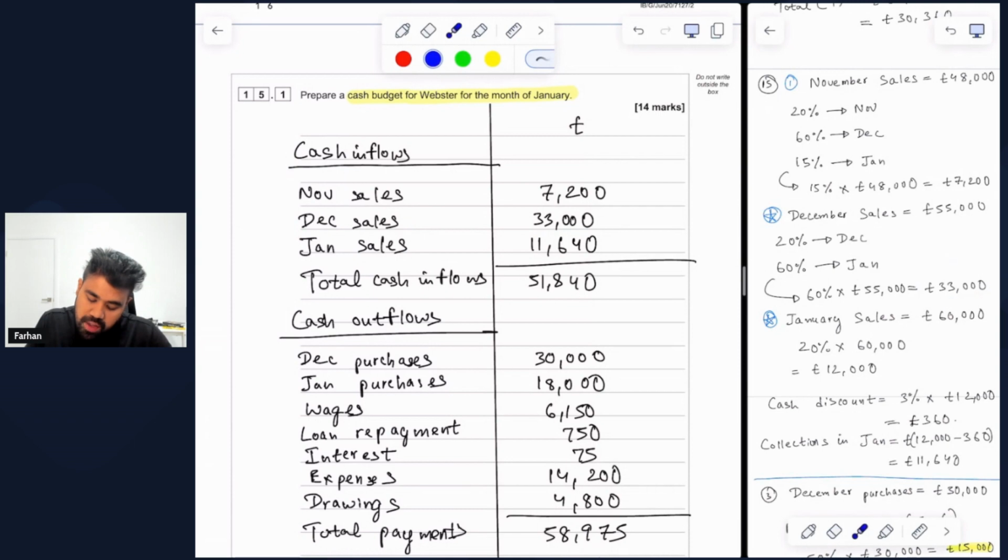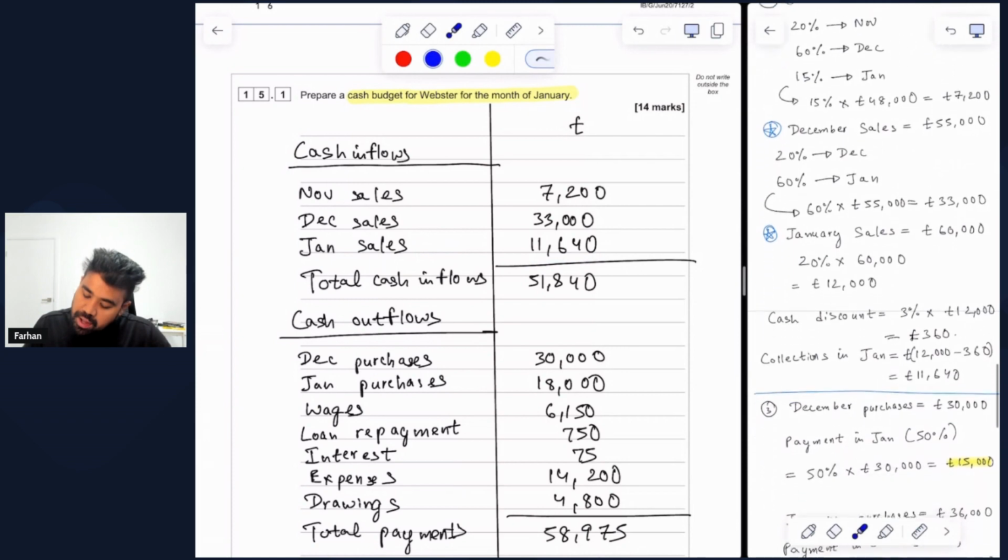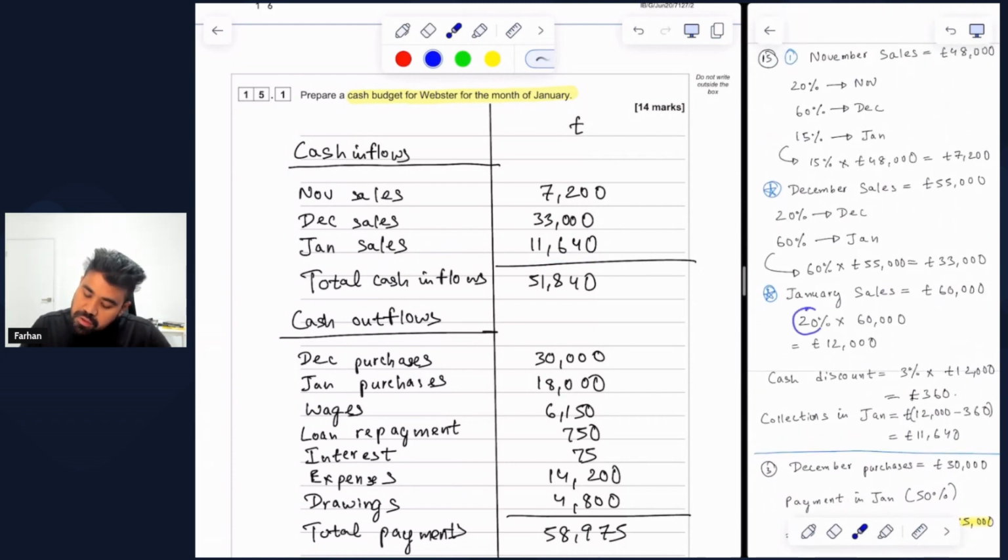Then we have January sales itself, which is £11,640. And you must remember that we are collecting 20% in the month of sale itself, which would have been £12,000. But we also know that we're giving a cash discount of 3%, which in this case amounts to £360, and therefore the net collections in January would be 12,000 minus 360, which is £11,640. So once you have got all the three cash inflows in place, you just add them up and find the total cash inflows, which is £51,840.